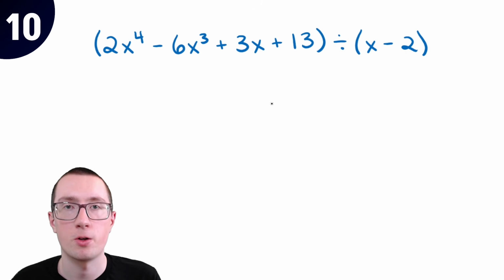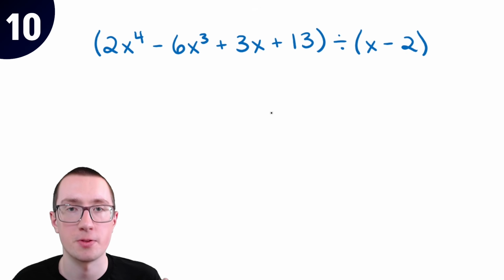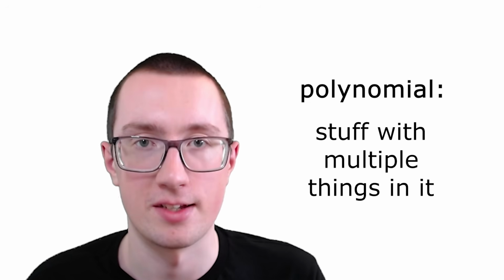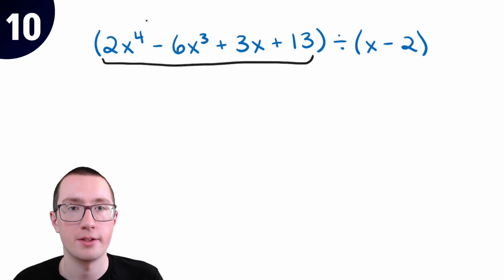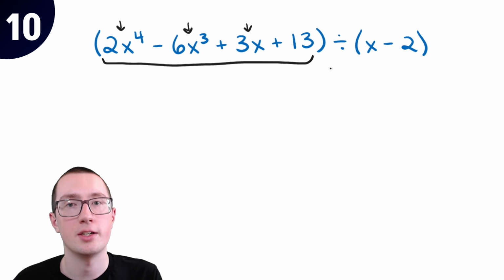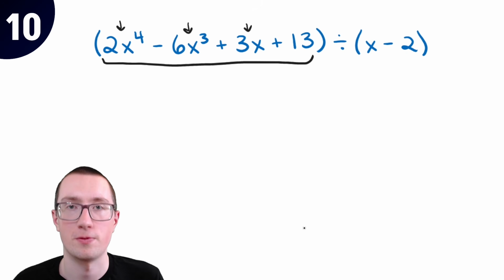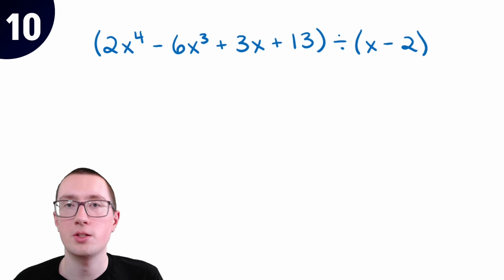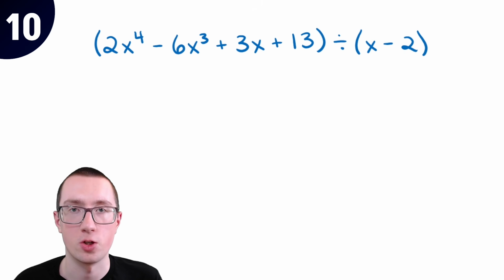All right, I'm tired of talking about multiplication, so let's talk about division. Here we have two polynomials, and my official definition of polynomial is stuff with multiple things in it. So here's stuff, right? And this stuff has multiple things, which means that this here is a polynomial. That's the fancy math term for it. So there's basically two main methods that we can use to divide two different polynomials.